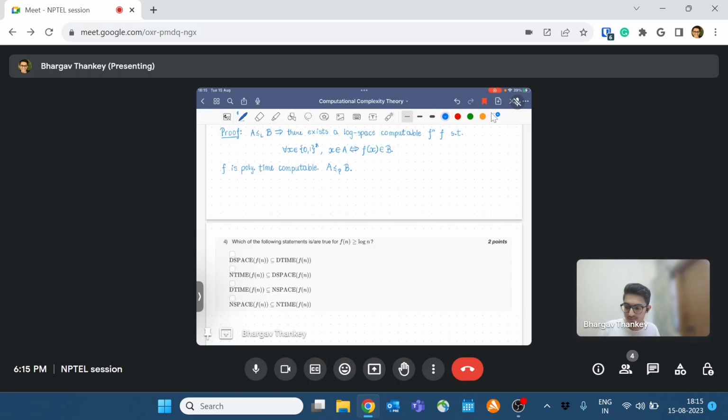So DSPACE and NSPACE are one and the same thing, more or less, as long as you are not worried about fine-grained complexity, and you are worried only about polynomial space: DSPACE of n to the order one and NSPACE of n to the order one. Right, yes. Therefore, in this case, options B and C are correct. Okay, so what is B? NTIME(f(n)) is in DSPACE(f(n))?